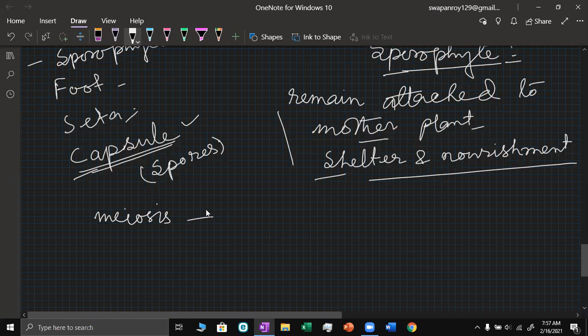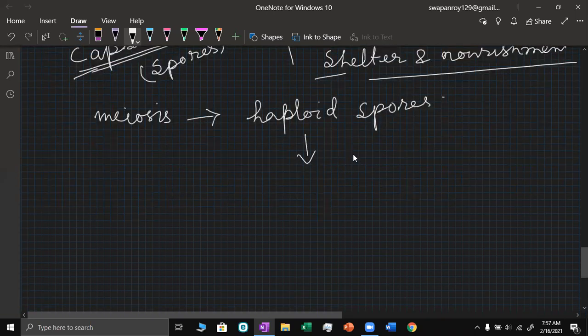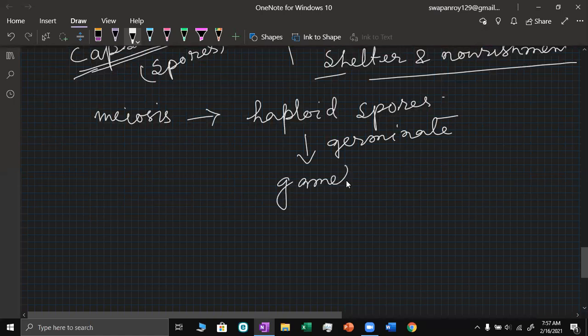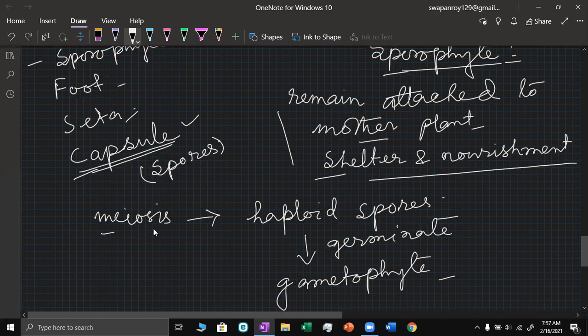Some of the cells of this capsule undergo meiosis and produce haploid spores. The haploid spores germinate and give rise to the gametophyte again. So here the meiosis is not immediate, it is delayed.